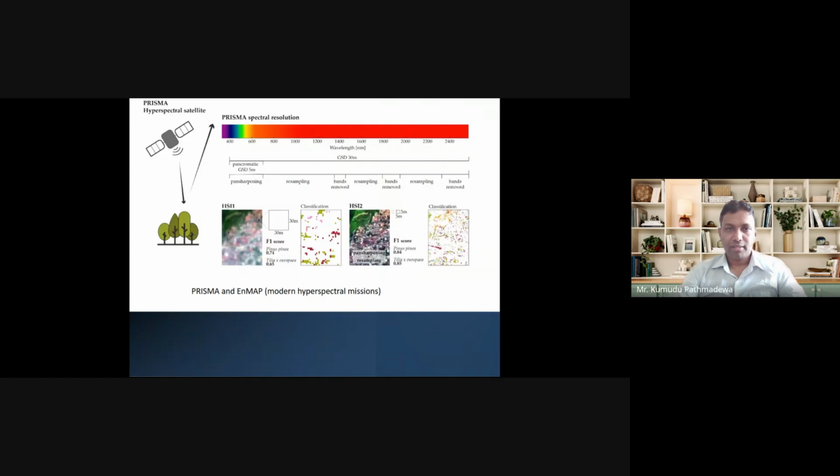So the PRISMA spectral resolution, as you can see, uses more bands. Images like this can be used for classification.